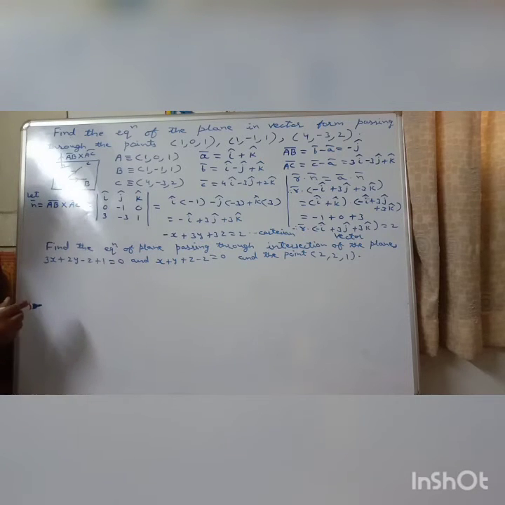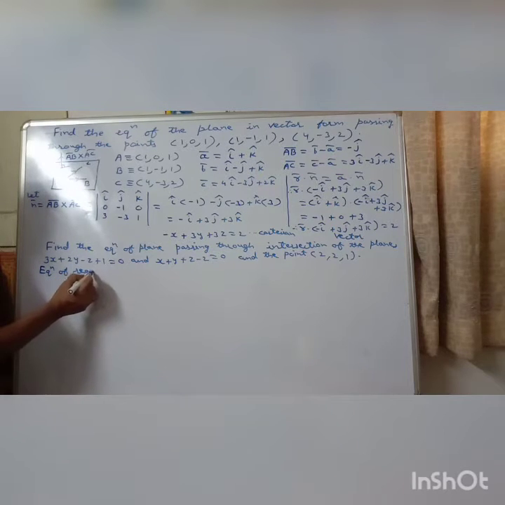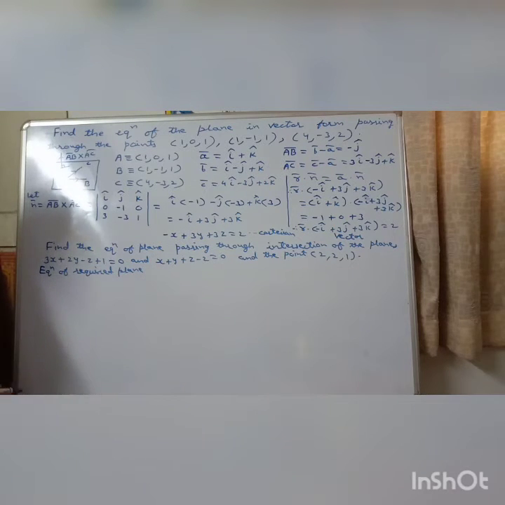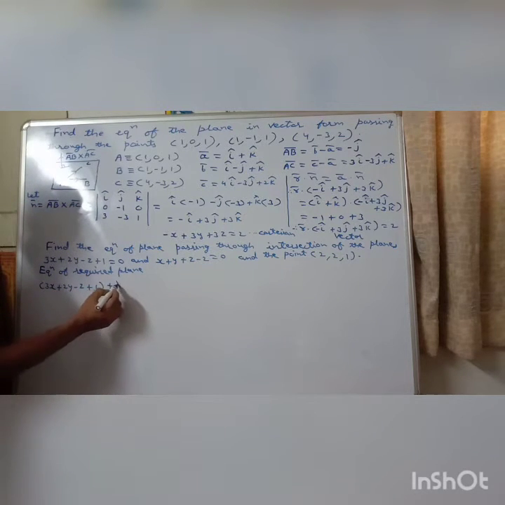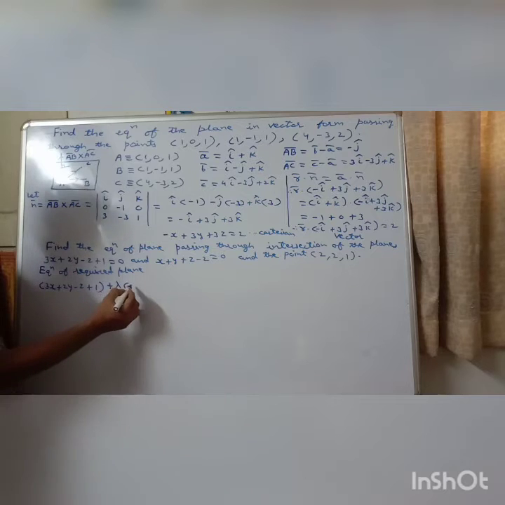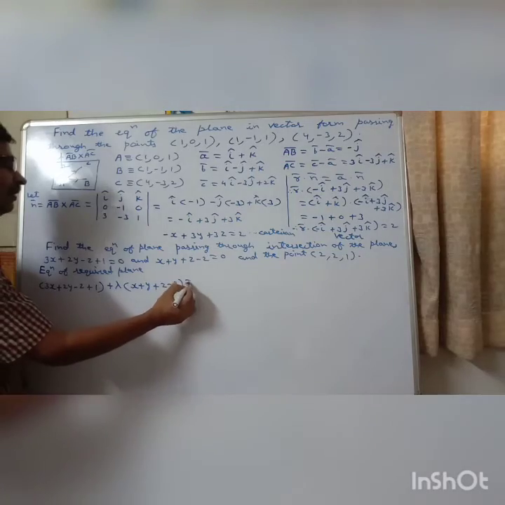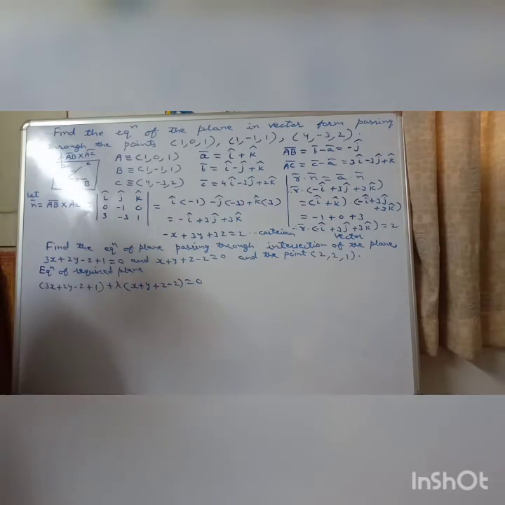So the equation of the plane through the intersection: in one bracket, 3x plus 2y minus z plus 1, plus lambda into another bracket, x plus y plus z minus 2, equal to 0.